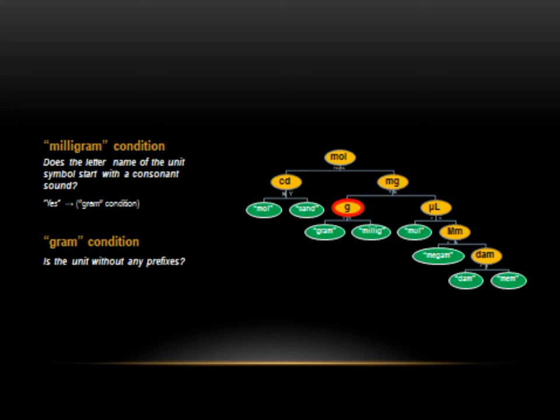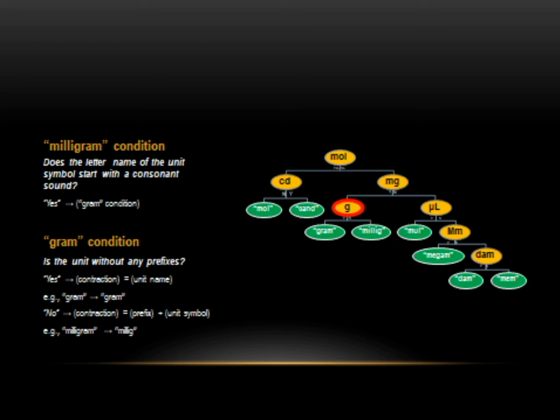We can think of this as, is the unit without any prefixes? If the answer is yes, then you use the unit name as is, but if not, then you add the letter of the unit symbol itself onto the full form of the prefix. Hence, gram would just stay as is, while milligram would contract to millig.